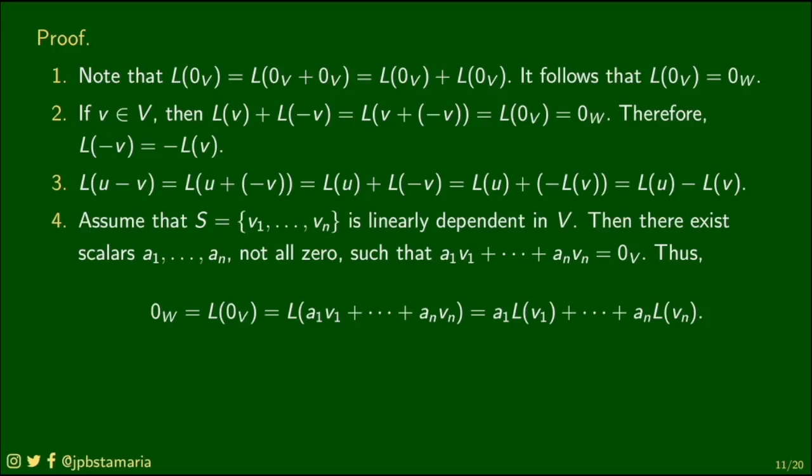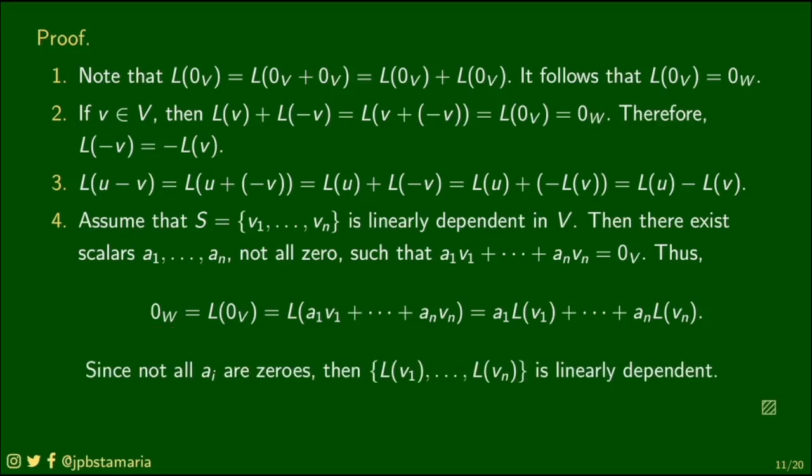But as you can see over here, these are the images of these vectors precisely in W, and they have coefficients which are the same as the ai's. Since these ai's are not all zeros and this linear combination equals 0, that means to say that the images L of v1 up to L of vn form a linearly dependent set. And that completes the proof.